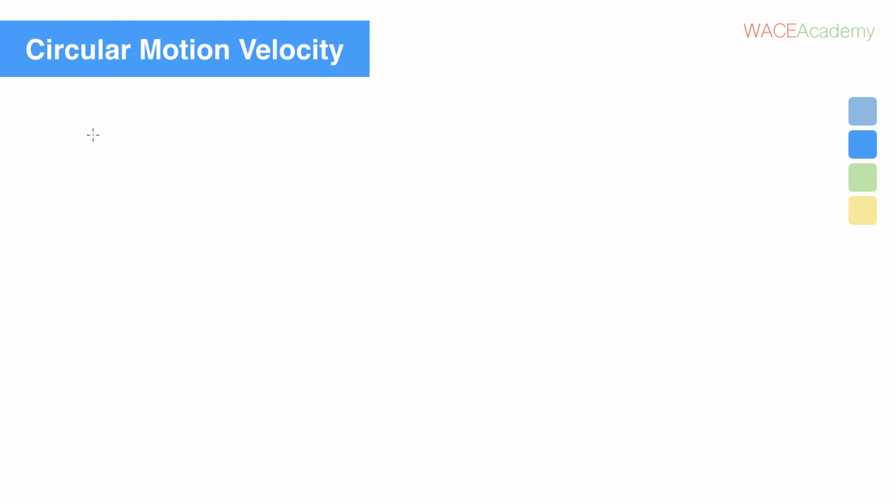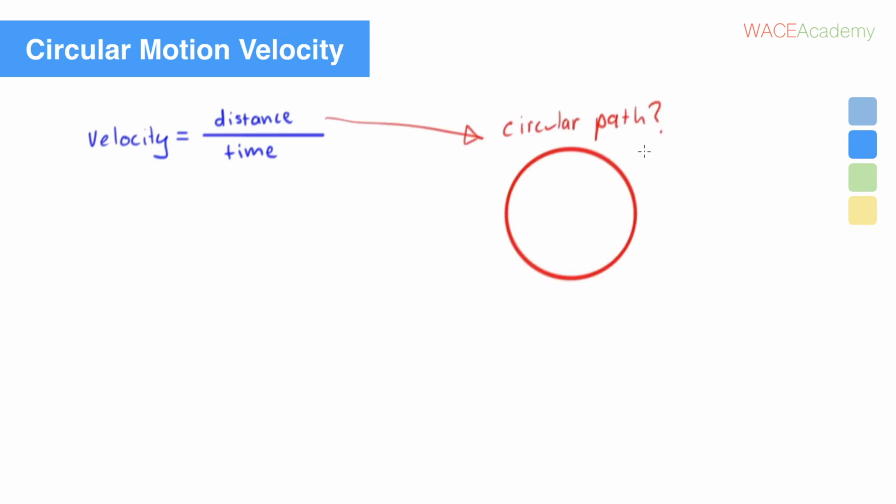We know that velocity is the distance an object covers per unit time, which is easy to calculate when it's travelling in a straight line. But what about a circular path? Let's take a look at the path of this object, travelling through a circular path with radius r. Let's say it takes the object t seconds to complete one full circle. Well, we know the formula for the circumference of a circle is 2 pi r.